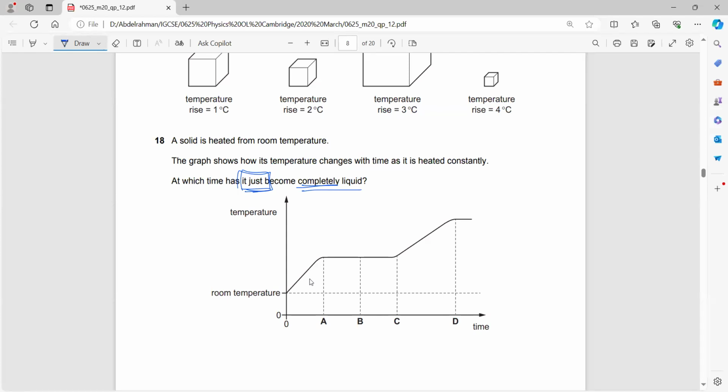A is wrong. Why? Because this is the melting point, at which it will start. It just starts to become a liquid. Definitely B is not correct. C, yes, C is correct because all of the solid has changed to liquid. D is wrong. Why is D wrong? Because this is the boiling point. At D, it starts boiling.